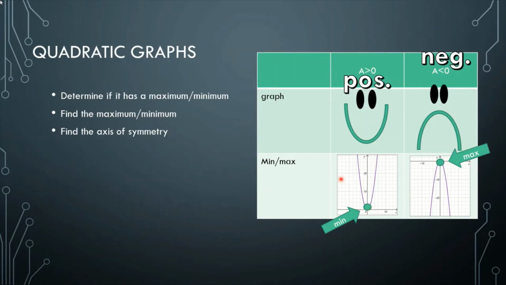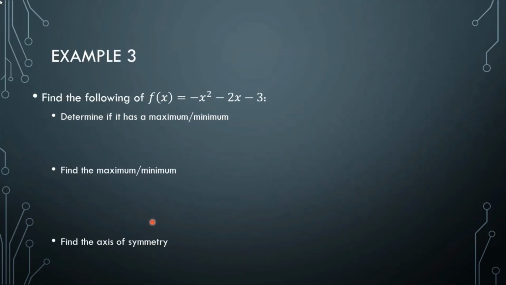And then the axis of symmetry goes through the vertex, and it appears as a vertical line, which is in the form of x equals some number. So let's look at an example of this and go through these.